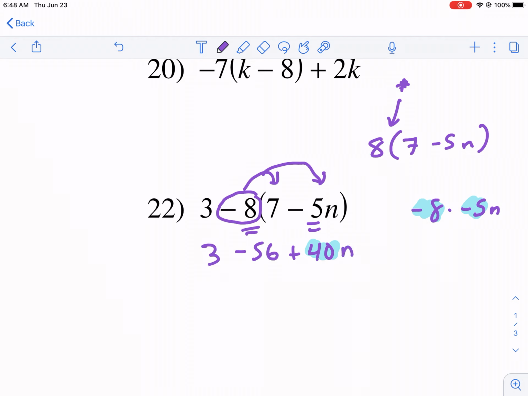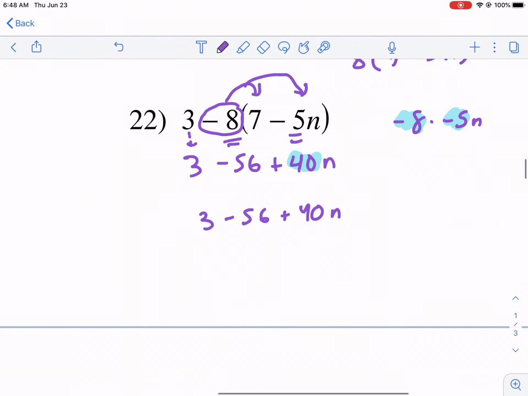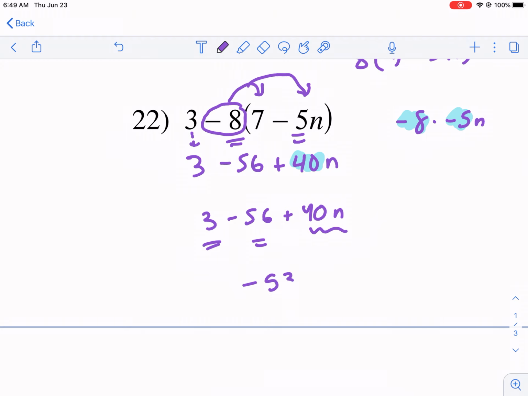And of course I have that 3, it just drops down. It didn't get involved in all of that. So I have 3 minus 56 plus 40n now. I just rewrote it. These numbers are the same, and then this guy's by himself. There are no other variables to combine him with. So we're going to get negative 53 plus 40n, and that's going to be our final answer.